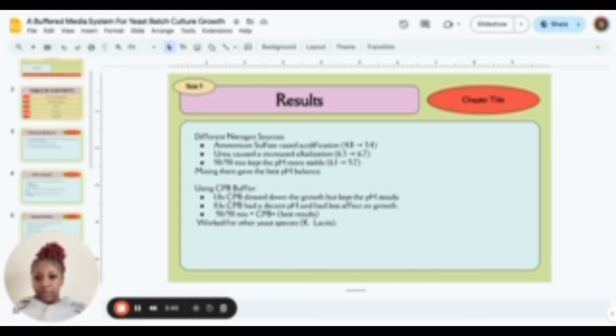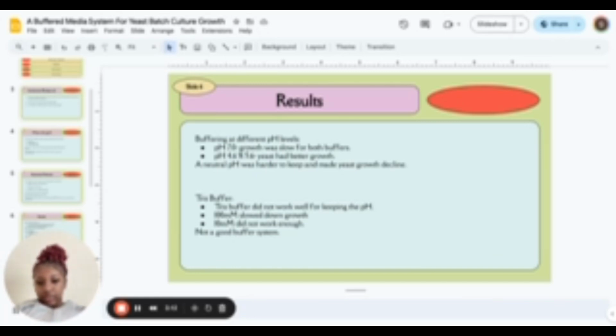The citrate phosphate buffer was used at 0.1x and 1x. The 1x CPB buffer slowed down the growth but kept the pH steady. The 0.1x CPB buffer had a decent pH and had less effect on growth. The 50-50 mix plus the CPB buffer had the best results, and it worked for other yeast species, like K. lactis.